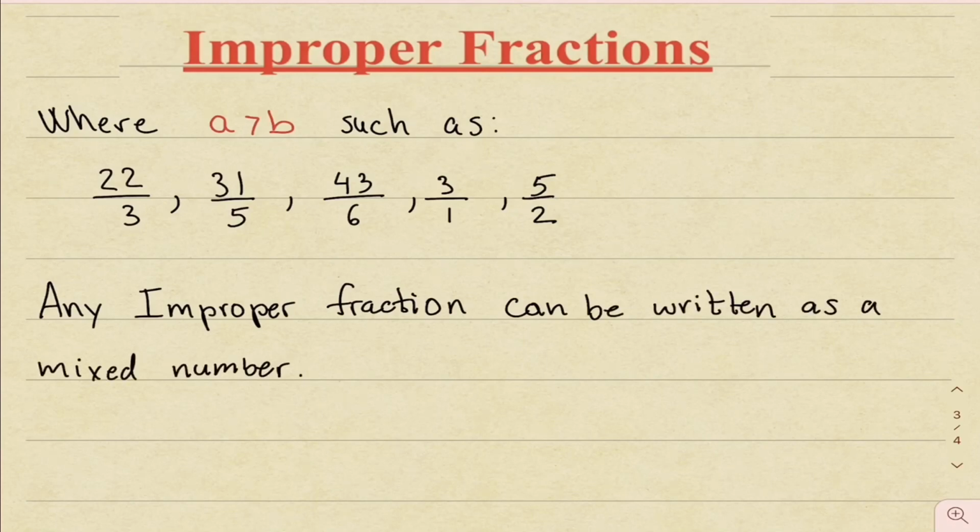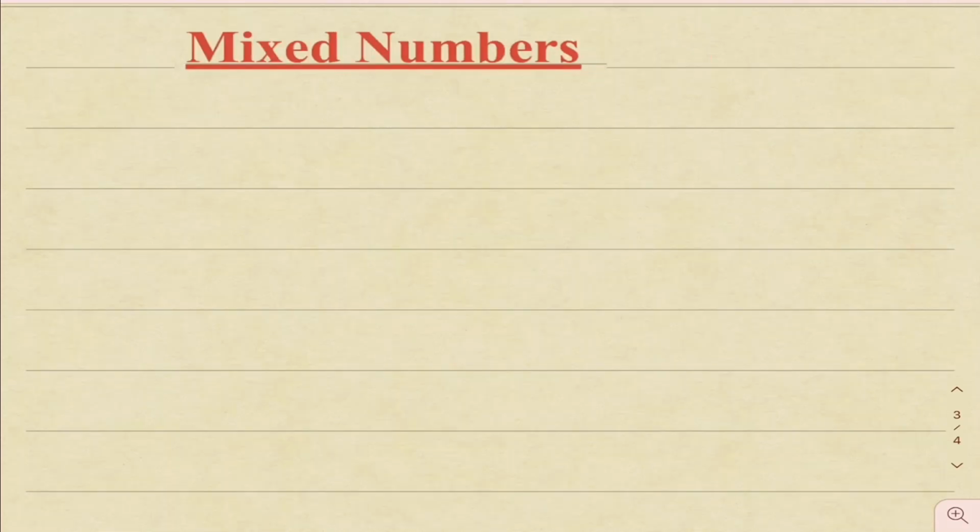Now, what are mixed numbers? Let me talk about mixed numbers a little bit. Let me give you some examples of mixed numbers. 1 2/3, 4 5/2, or 3 1/8. Mixed numbers have a whole number and a fraction. That's why they're called mixed numbers. Any improper fraction can be written as a mixed number. I'm going to show you guys how to do that right now.